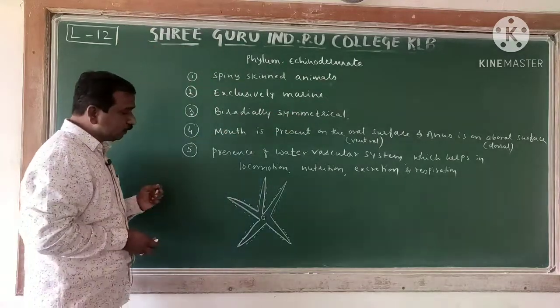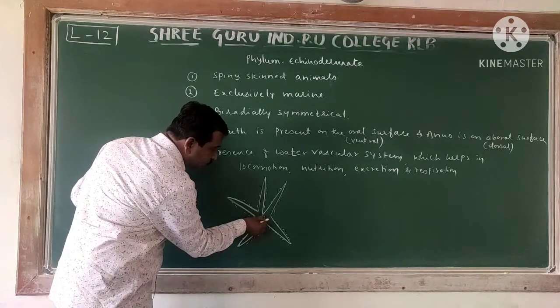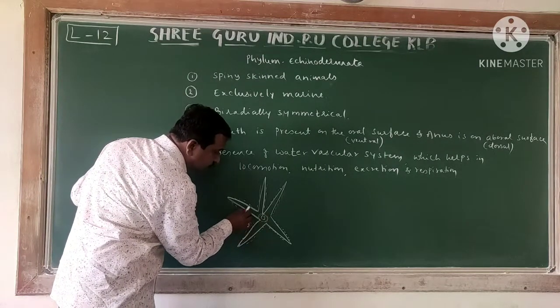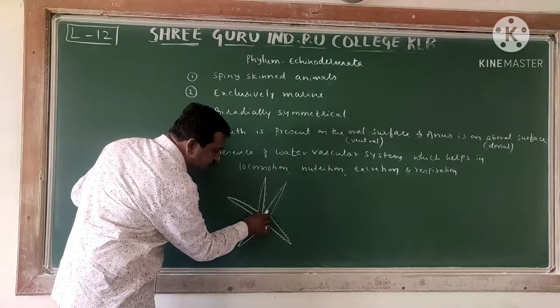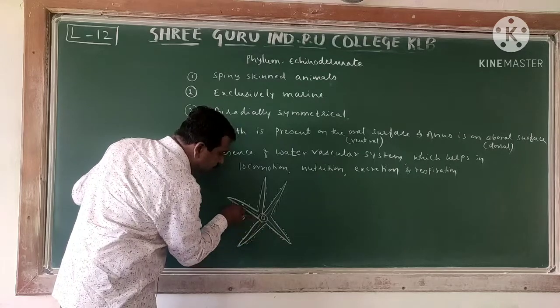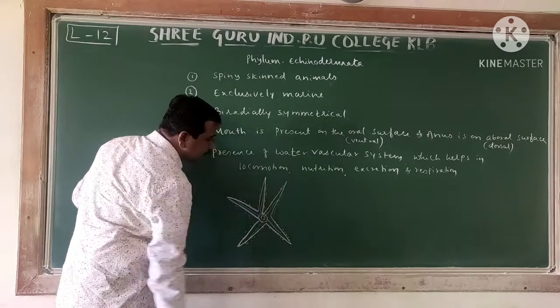So what is that water vascular system? We can see that a canal system is found, the radial canal as we call it, and each arm normally has a canal.